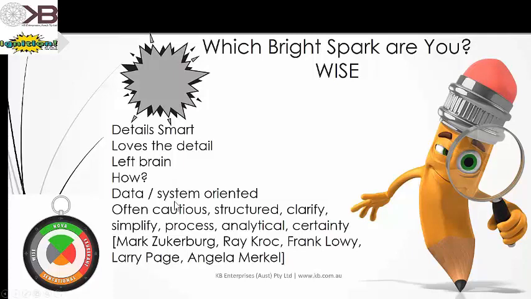So they're data system oriented, and they tend to be cautious. They don't rush in, they take their time. Very structured, they like to get clarity. They will simplify a process. So anything that might be difficult, they're really smart at kind of simplifying that down. And for them, they gain their kind of sense of worth through the concept of certainty.